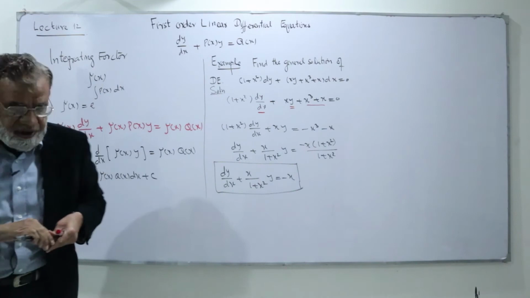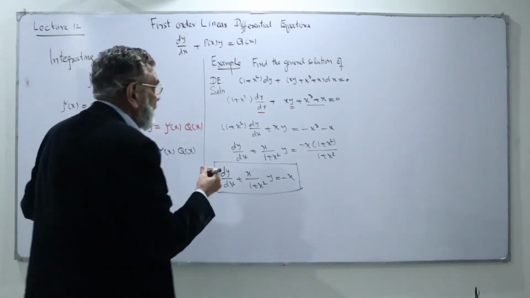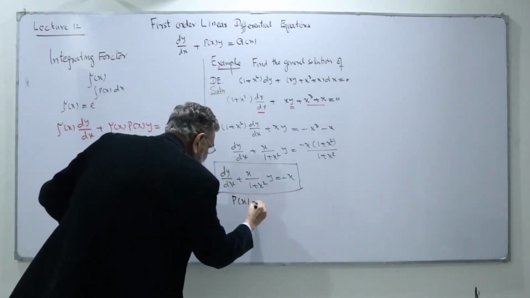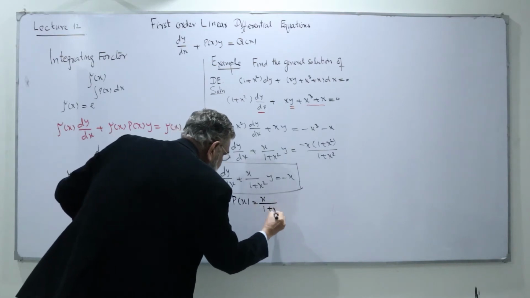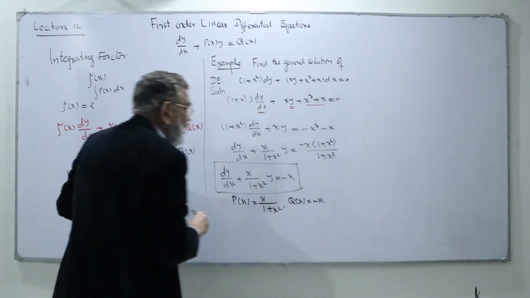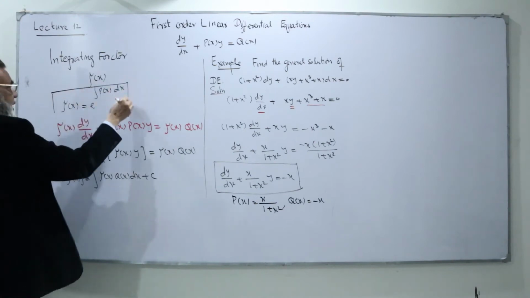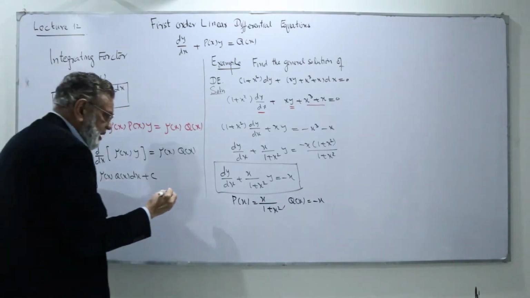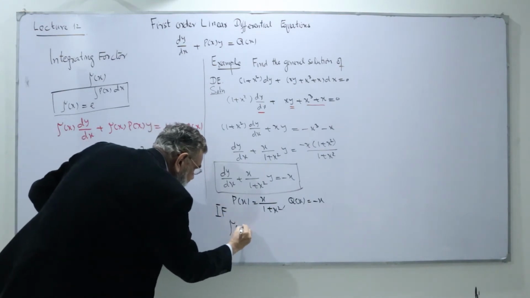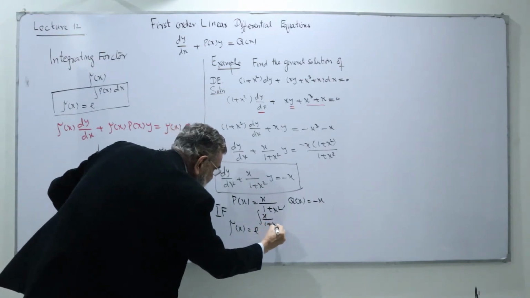I have written it in standard form, and we can now find our p(x) and write our q(x). p(x), the coefficient of y, is x over 1 plus x square, and q(x) is equal to minus x. Now with p(x), I can apply my formula to find the integrating factor. My integrating factor is mu(x) equal to e to the power integral x over 1 plus x square dx.